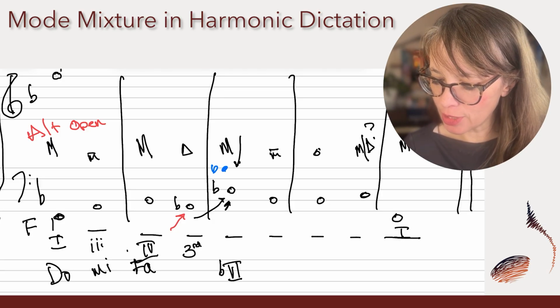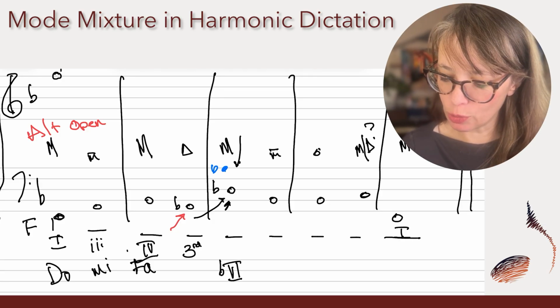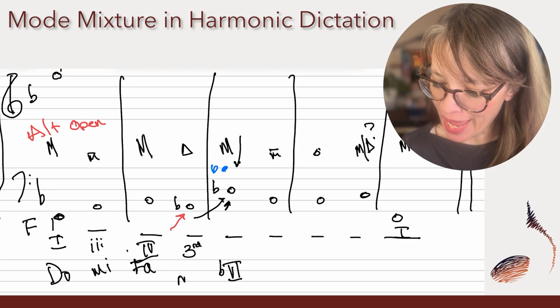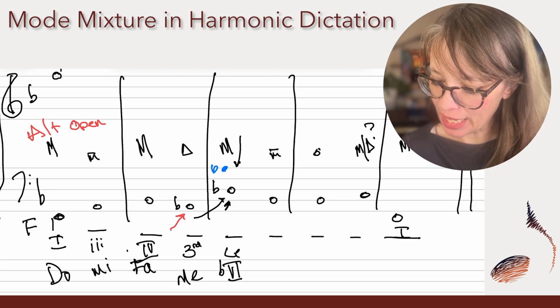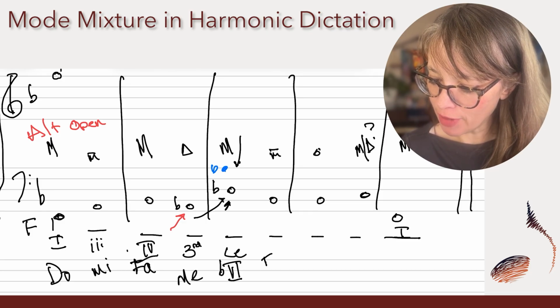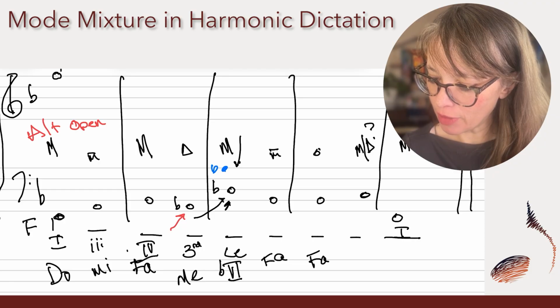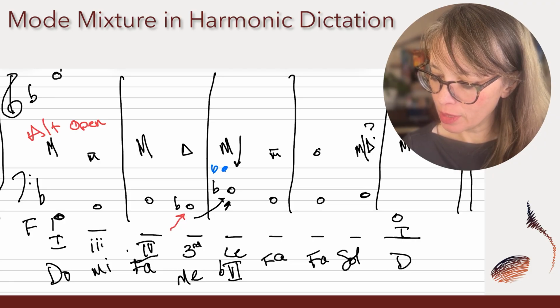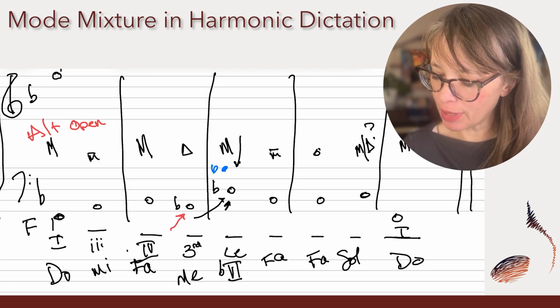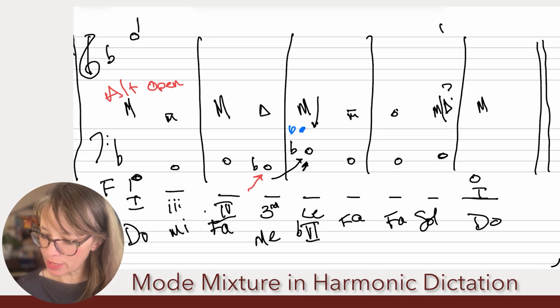Okay, and sorry, I didn't finish labeling the solfege. So it'd be do, mi, fa, me, lay, fa, sol, do. And then also if we're thinking about function, right, this is our dominant chord, this is our tonic chord.